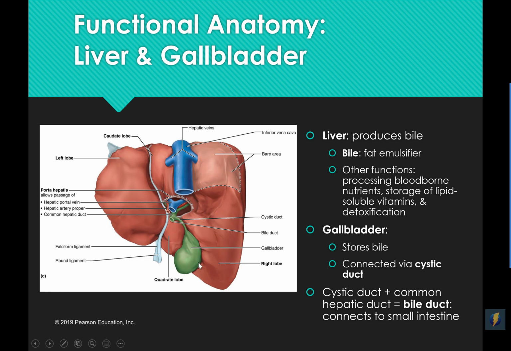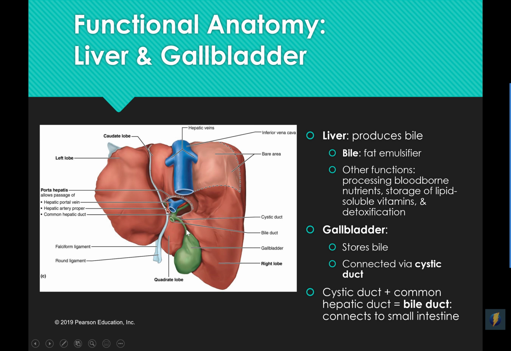The gallbladder is this tiny little organ here. It's just sort of a little sac. It stores bile. You can live without your gallbladder. You just have to watch your fat intake for a little while because you don't have the extra bile that the gallbladder would normally store.